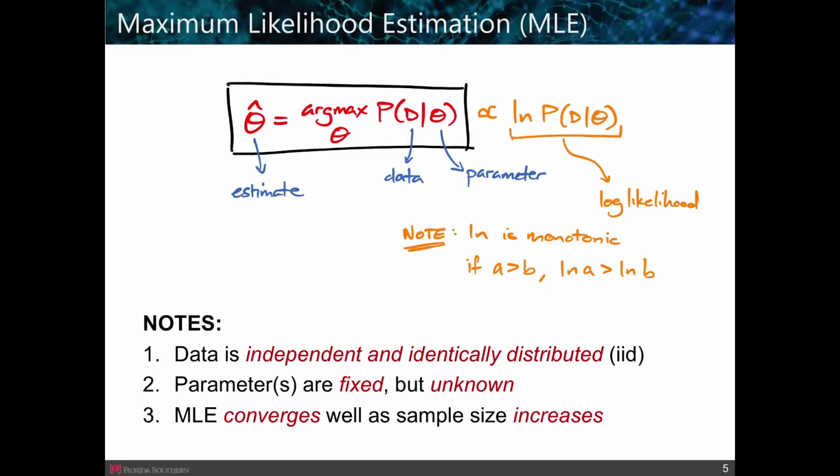A couple other notes that we made are that here the data is independent and identically distributed. So we call that IID for short. It means that each sample in our data is independent of the next one and they're coming from the same underlying distribution. The parameter that we care about, we're assuming that it's fixed but that it's unknown. And this form of estimation will converge the more data we have.